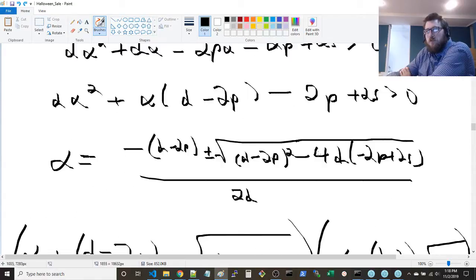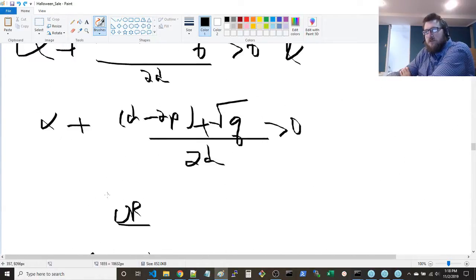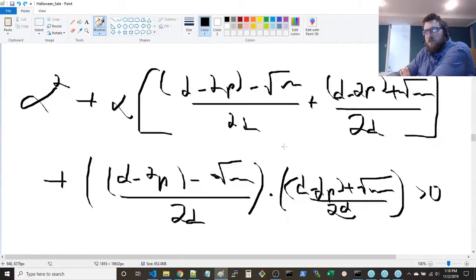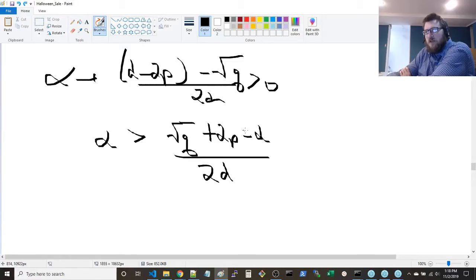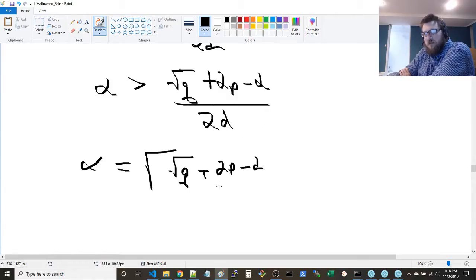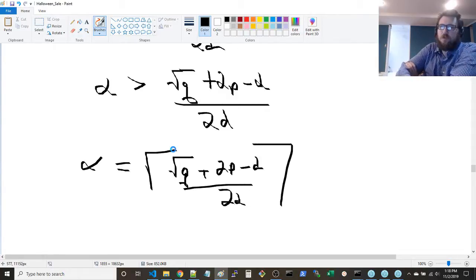Kind of neat. So let's just say S greater than or equal to P implies q exists, whereas q is greater than 0. Probably the case. But yeah, alpha's got to be greater than this, and it's got to be the smallest value that's greater than or equal to. So alpha is going to be the ceiling of the square root of q plus 2p minus d over 2d. The ceiling of that expression.